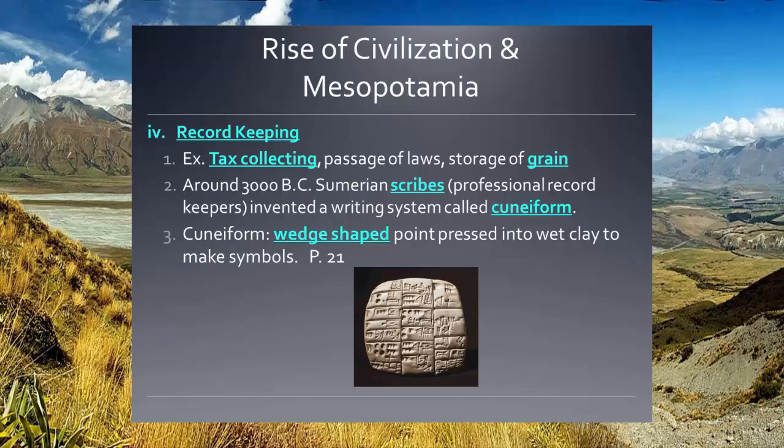Did somebody pay taxes? How much grain was produced during this harvest? Which person took this much grain from the storage? It's important to keep track of these things, because if somebody takes more grain than they're supposed to, and it's not recorded, they're going to have a shortage of grain for everybody else. So record keeping even today is extremely important.